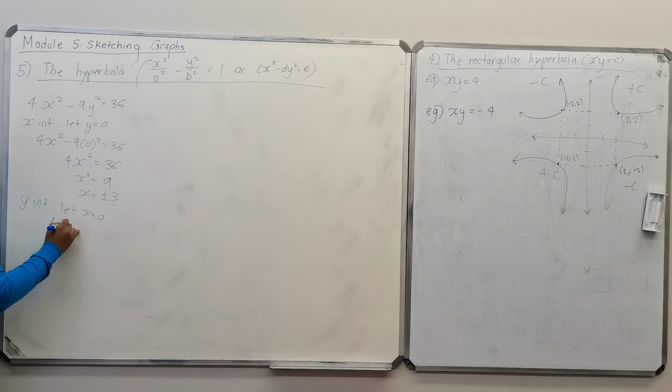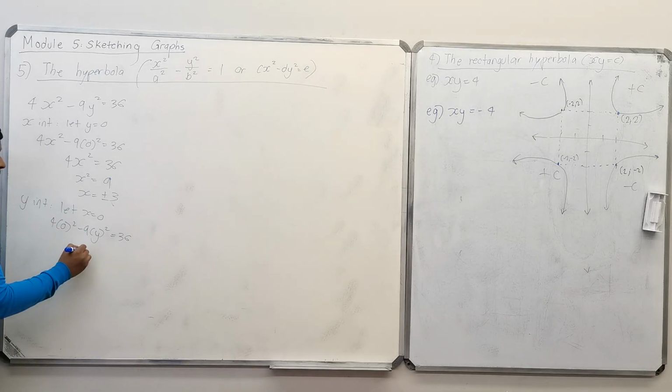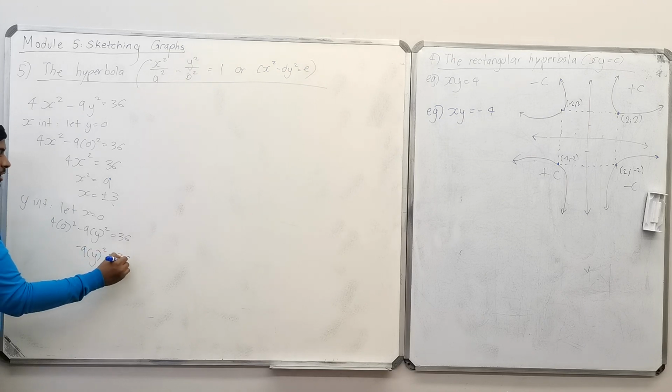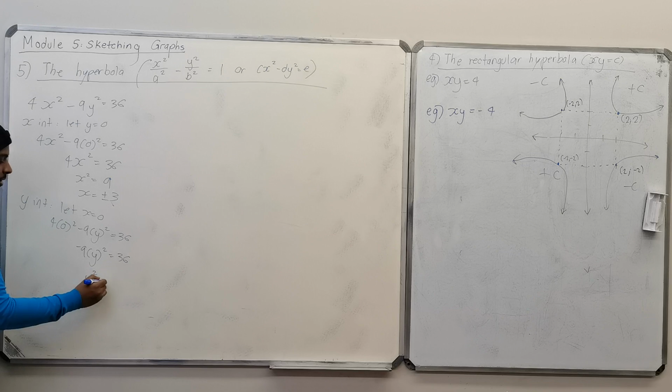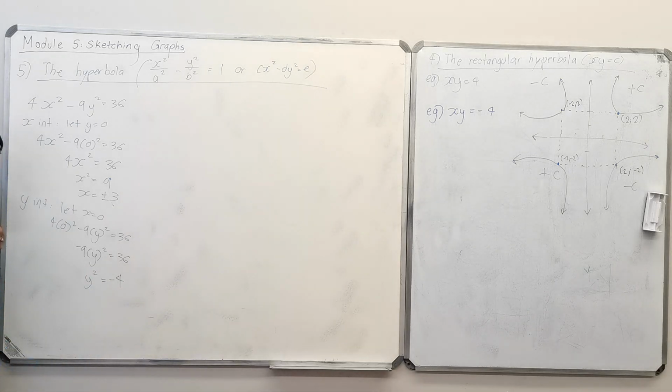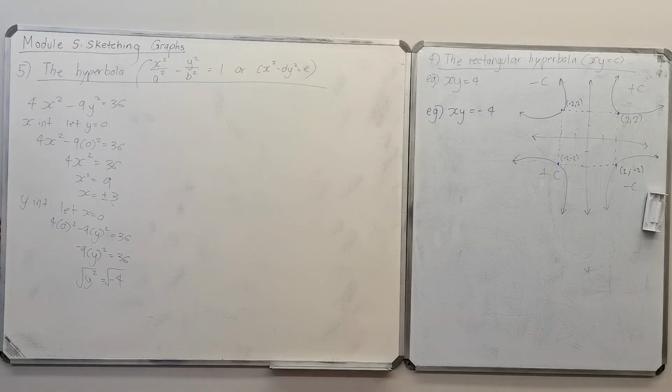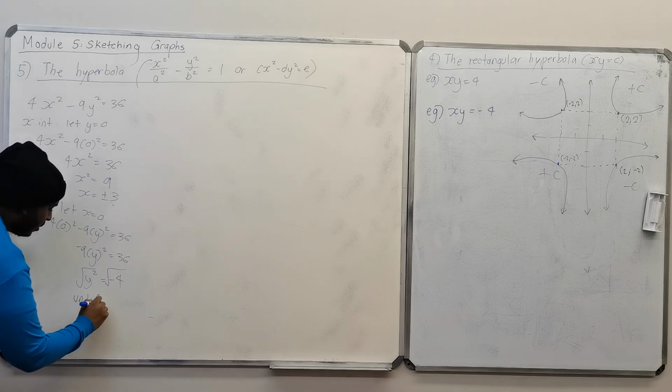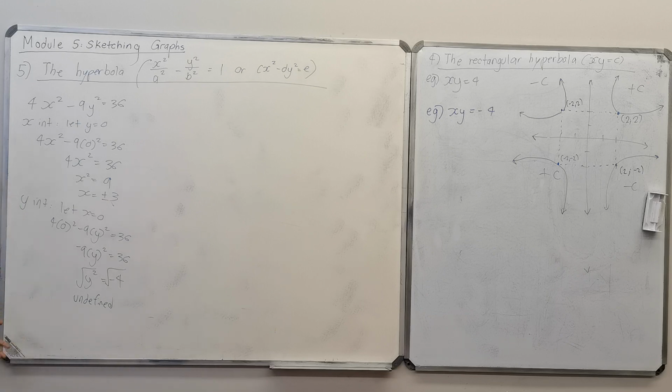Then for the y-intercept, let x equal to 0. So 4 times 0 squared minus 9 times y squared equal to 36. The first term is 0, so you're left with minus 9y squared equal to 36, so y squared is equal to negative 4. What's going to happen? You'll square root, but there's no square root of a negative number. If you put square root of -4 in your calculator, you'll get an error. It's undefined, which means there's no value for y, so this is not going to cut the y-axis at any point.